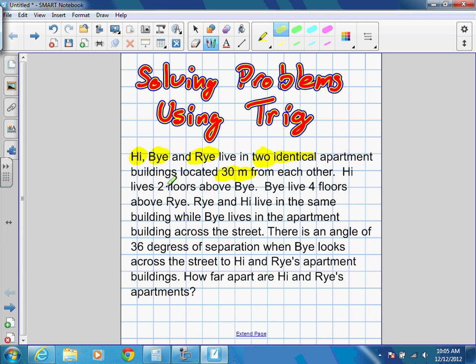Hi lives 2 floors above Bai, so that's a very important sentence. And Bai lives 4 floors above Rai. Rai and Hi are in the same building, and Bai lives across the street. There's an angle of 36 degrees of separation when Bai looks across the street to Hi and Rai's apartments. How far apart are Hi and Rai?